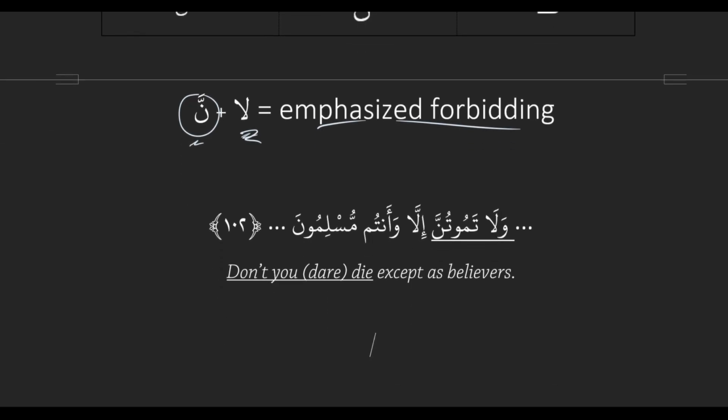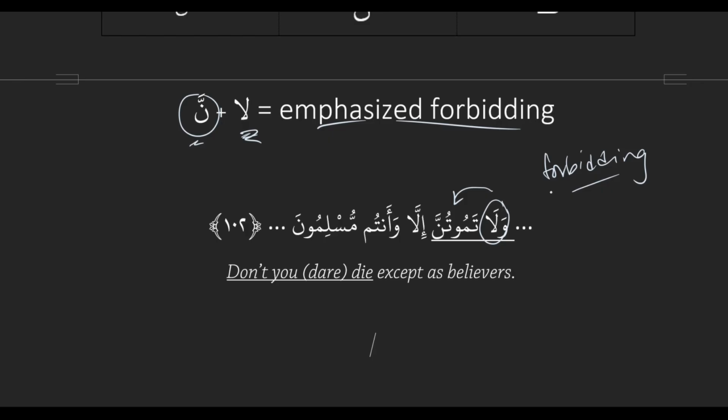So, for example, la tamutunna, how is it different from a normal action with a nun of emphasis? If you see a la before a nun of emphasis, it's always going to be forbidding. That's all you need to know. So we can't tell if it's forbidding or normal? You can't really, but it's never going to be normal because it's always going to be forbidding. It doesn't really show it, but by virtue of the la being there, you know that it's a forbidding instantly.